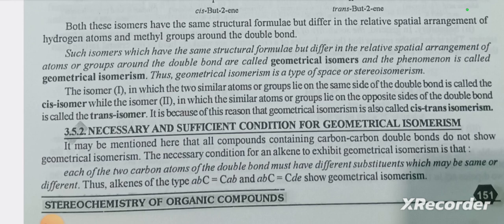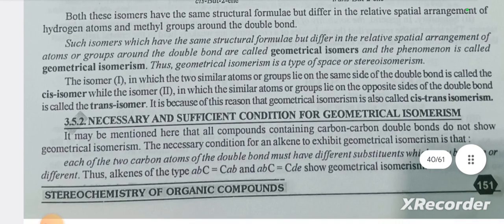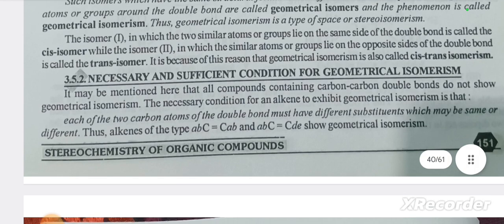Thus, geometrical isomerism is a type of space isomerism or stereoisomerism. The isomer in which two similar atoms or groups lie on the same side of the double bond is called the cis isomer, while the isomer in which the two similar atoms or groups lie on the opposite side of the double bond is called the trans isomer. It is because of this that geometrical isomerism is also called cis-trans isomerism.